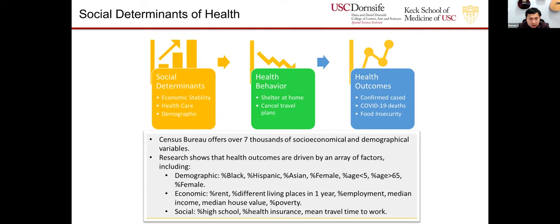The study follows the thread that social determinants have some impacts on some health behaviors, and the health behaviors can lead to disparities in health outcomes. There are many studies that have shown health outcomes are driven by many factors from so-called social determinants from areas like economic stability, access to healthcare, or demographic or socioeconomic status. And all of those variables have been proved to have impact on different kinds of health outcomes.